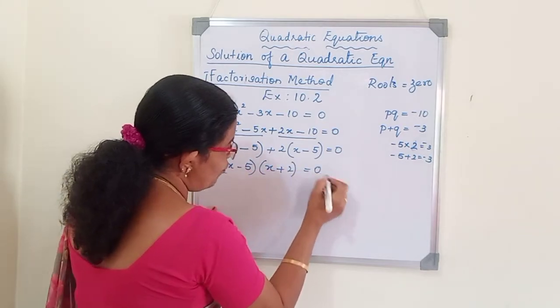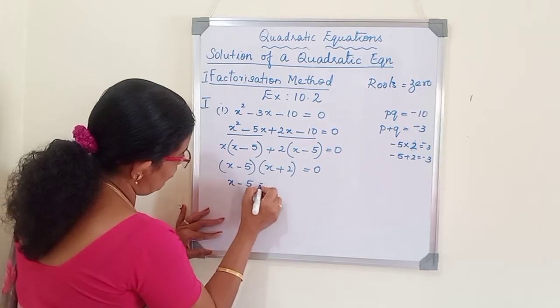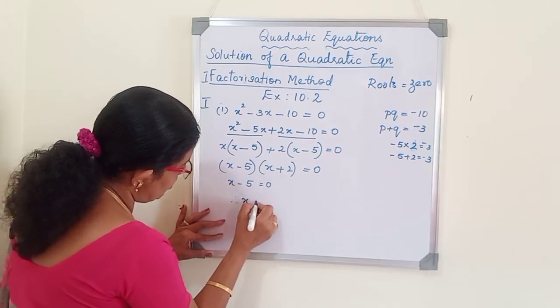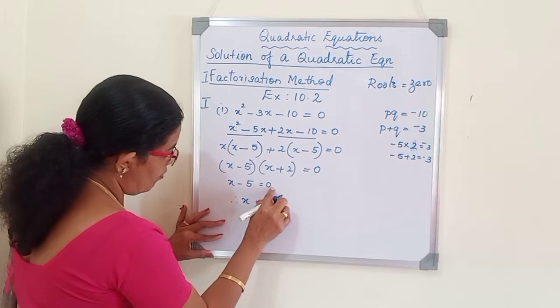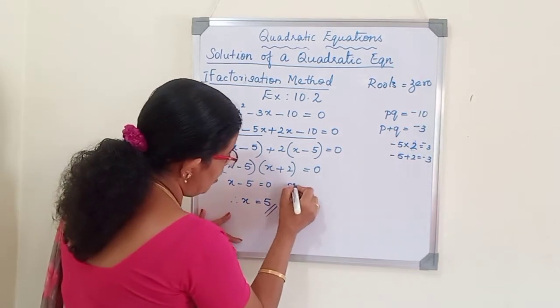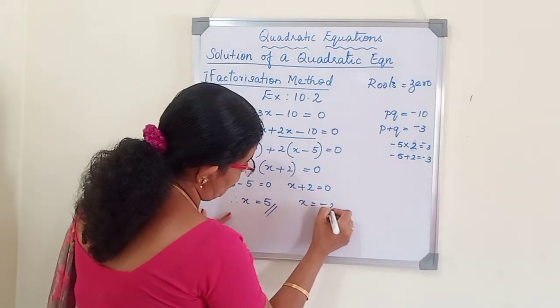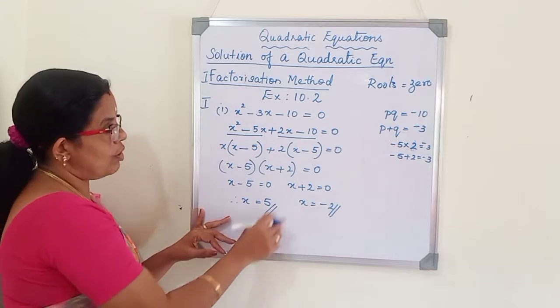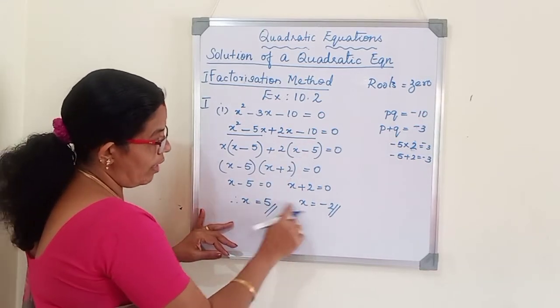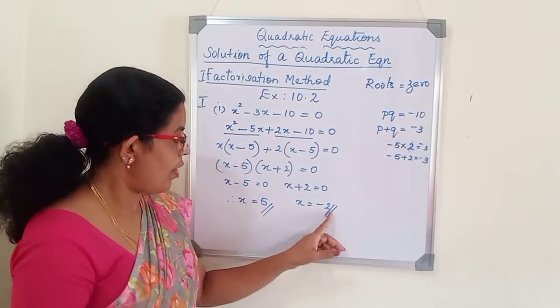We will get two factors. Each factor we will equate to 0. x minus 5 is equal to 0. Therefore, x is equal to 5, as when we add 5 to both sides we get 5. So one root is 5. And the other factor x plus 2 is equal to 0, x is equal to minus 2. Therefore, the two roots of this quadratic equation are 5 and minus 2. Two roots or two zeros of the quadratic equation are 5 and minus 2.